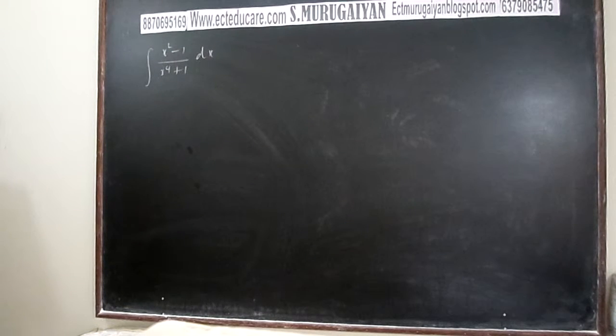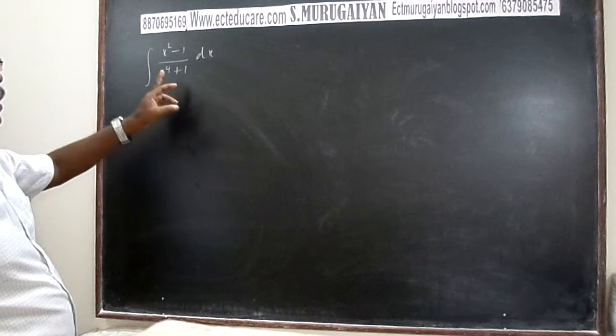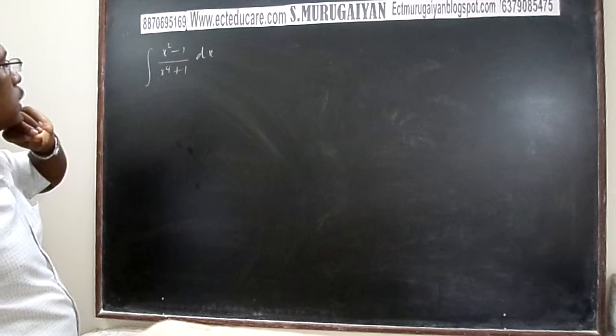Hello students, in today's class we will discuss a few interesting questions based on biquadratic denominators that are reducible to quadratic denominators. So basically it is the completing the square method. Okay. The first question is the integral of (x square minus 1) by (x power 4 plus 1) dx.